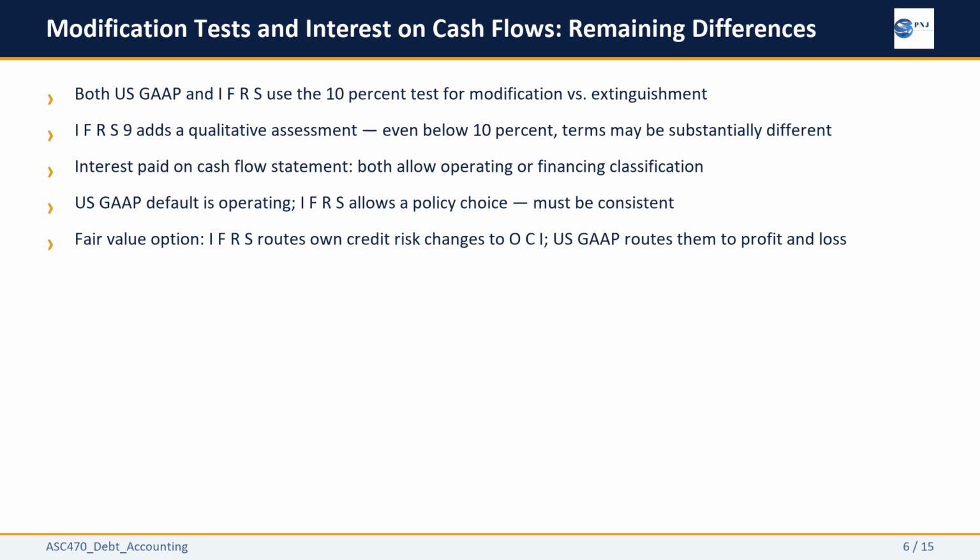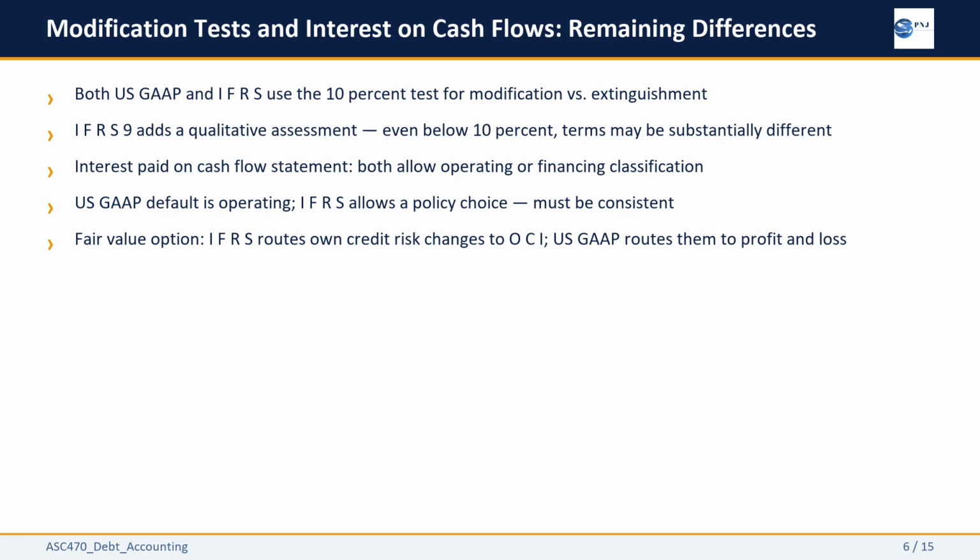Beyond convertibles and covenants, a few other differences deserve your attention. Both frameworks use the 10% cash flow test to decide whether a debt modification is a modification or an extinguishment. But IFRS 9 layers on a qualitative assessment. Even if the numbers come in below 10%, a substantial change in terms can still trigger extinguishment treatment. That is an added judgment call you will not find under US GAAP.